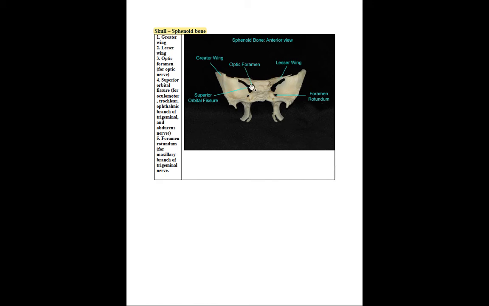So the lesser wing. The optic foramen, where the optic nerve will run through. So optic foramen. It's the small hole here, not this large fissure, but the small one. This is going to be the superior orbital fissure here, and that superior orbital fissure has a bunch of different nerves that are going to run through there. And then you also have the foramen rotundum. So optic foramen, superior orbital fissure here, and then the foramen rotundum.